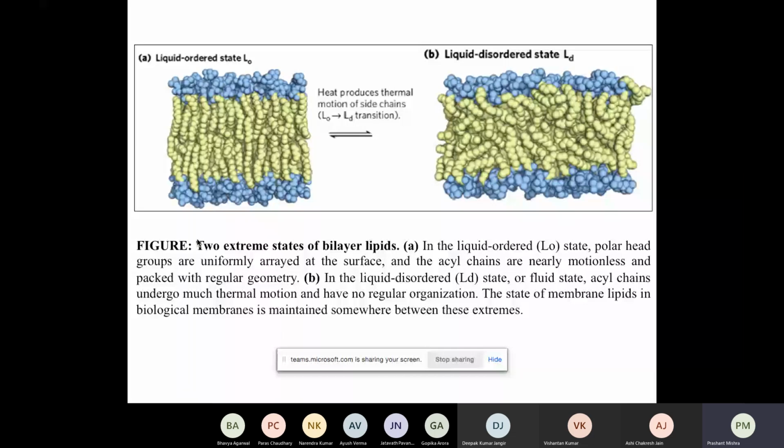So the question is, what kind of state of the membrane you have, whether L0 state or LD state. What you find is that the state of the membrane lipid in a biological membrane is maintained somewhere between these extremes. It will neither be solid ordered nor disordered. So at 37 degrees, you will have more or less the state in between. At high temperature, you will have liquid disordered state, and at a very low temperature compared to physiological temperature, you will have liquid ordered state. Okay, so this gives you some idea of how membranes are present and how they look.